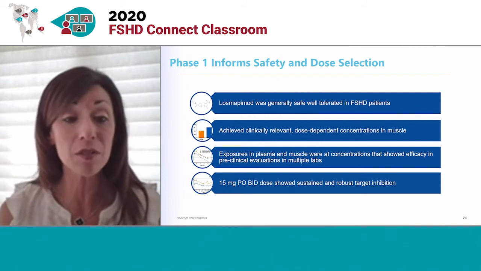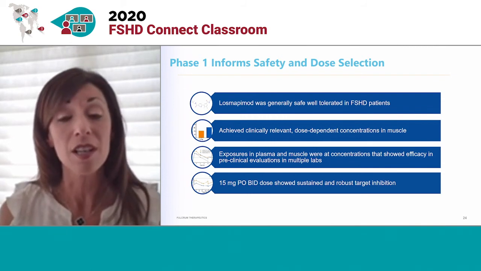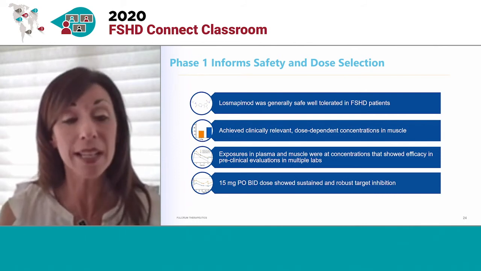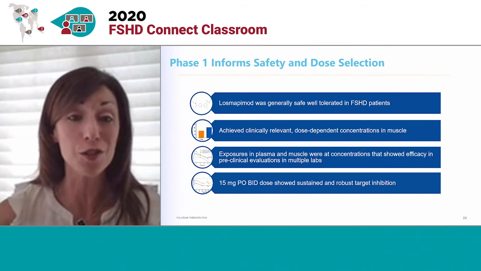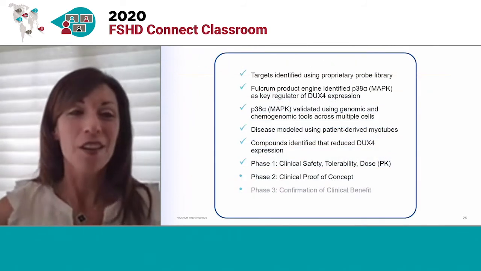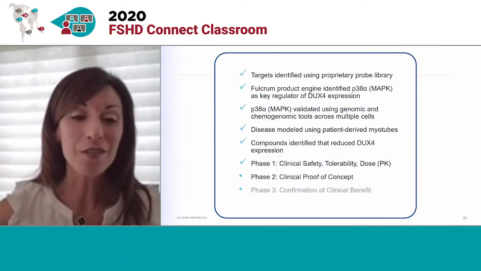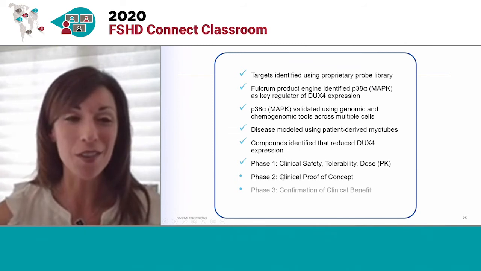And our 15 milligram twice dosing showed sustained and robust target inhibition, thus giving us confidence in bringing this 15 milligram twice daily dosing into our phase 2 studies. So this brings us to our phase 2 in our drug development process.